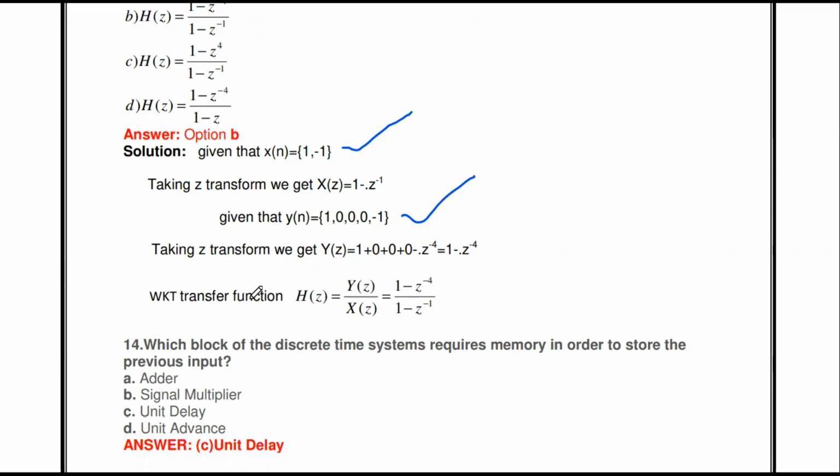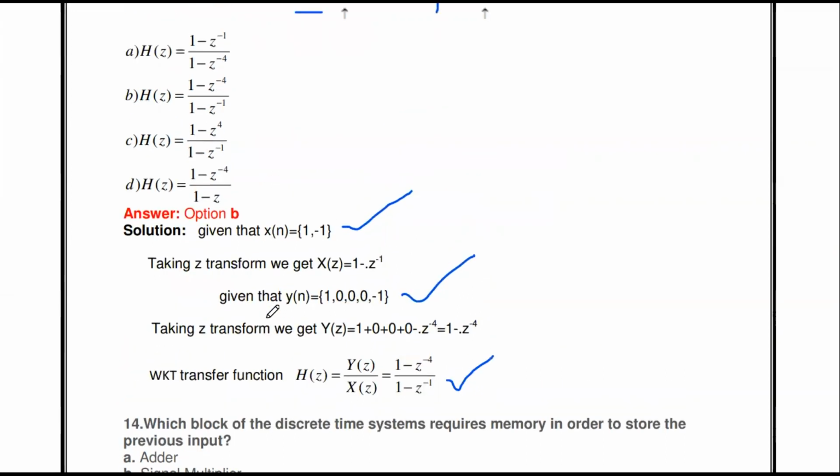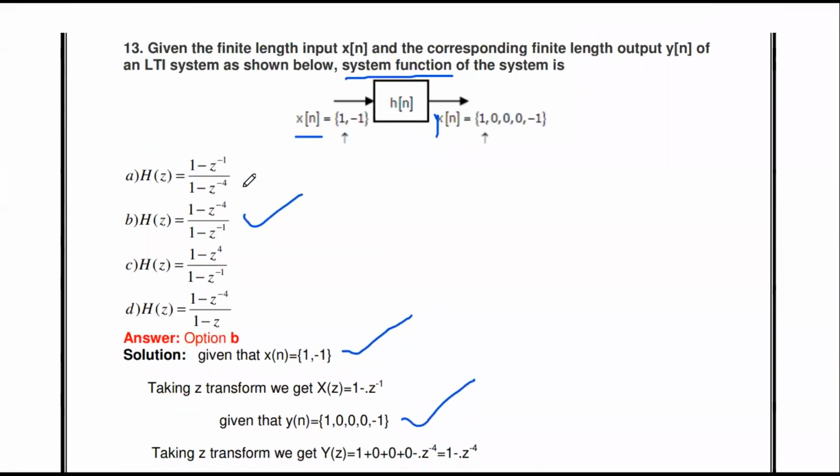So the system function or transfer function is nothing but the ratio of Y of z by X of z: 1 minus Z power minus 4 by 1 minus Z power minus 1. So this is the system function for the given system. This is the answer.